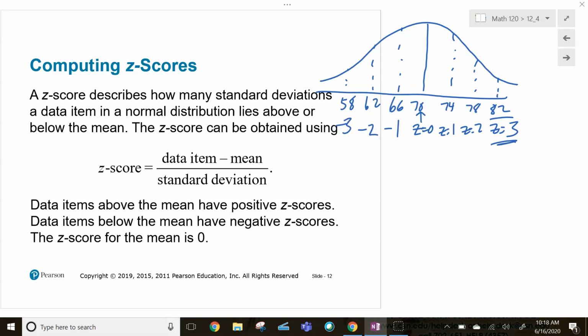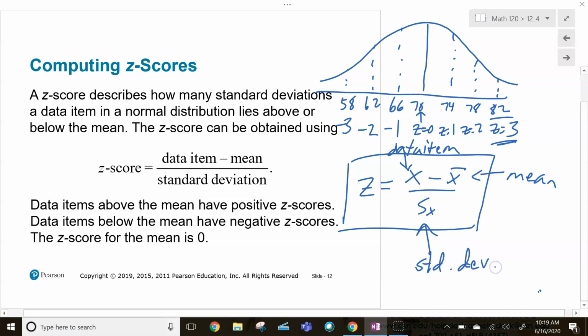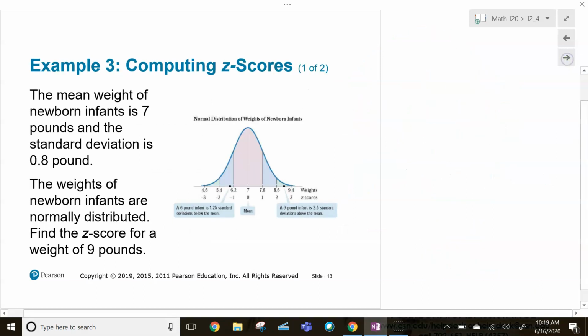So again, the Z-score is how many standard deviations above or below the mean it is, depending on the sign. And it is the data item minus the mean all over the standard deviation. All right, so this is the data item. That's obviously the mean, and that's our standard deviation. Okay, so that's a Z-score. So we can use that for this question here.